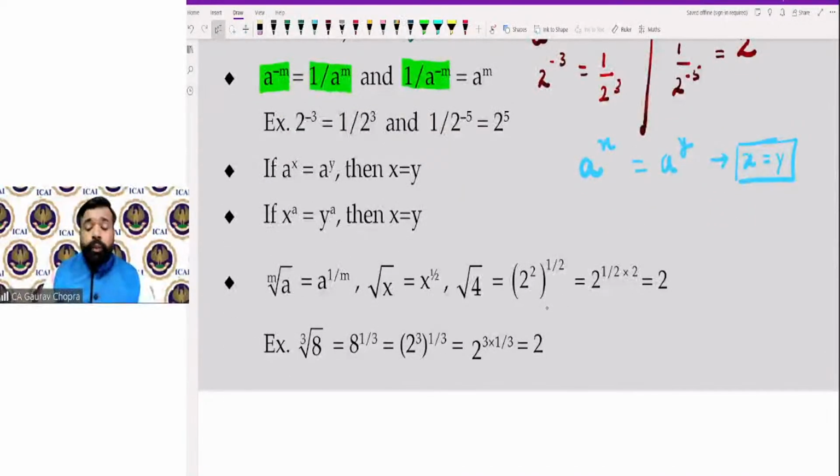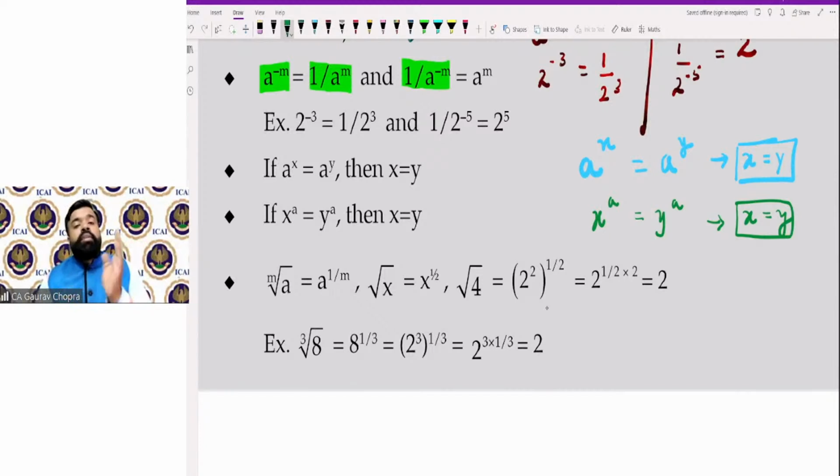Then comes the reverse property. What is the reverse property? If x to the power of a is equal to y to the power of a. So this is the reverse property. This time the power is equal. So if the power is equal, then the base will also be equal. So this also says x is equal to y. So both ways the property will work. If the base is the same, then the power will also be the same. If the powers are the same, then the base will also be the same.